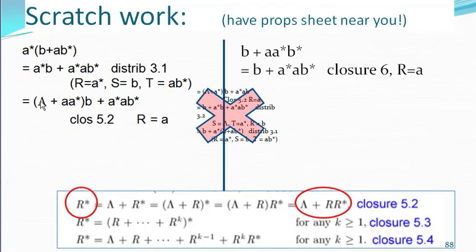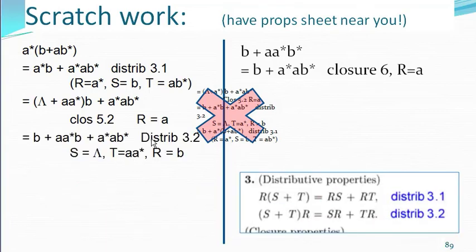So I'm going to turn A star B into lambda plus A A star B, right, by closure 5.2, where R equals A. And now, of course, I have something I can distribute out. So let's use distributive 3.2, right, because the B is actually after the parentheses here, to multiply it out. So now I've got B plus A A star B plus A star A B star. Okay, and there I've got my A star A B star.